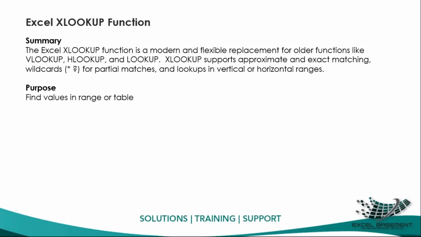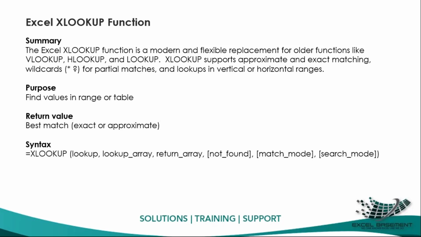The purpose is definitely the same purpose which VLOOKUP and index match have. So the XLOOKUP purpose is to find values in a range or table. The return value will be the best match, either the exact match or the approximate match, according to the data, condition, or situation. The syntax of XLOOKUP is larger as compared to VLOOKUP or index and match, and we need to understand that because it's more dynamic and intuitive towards substituting these old functions.